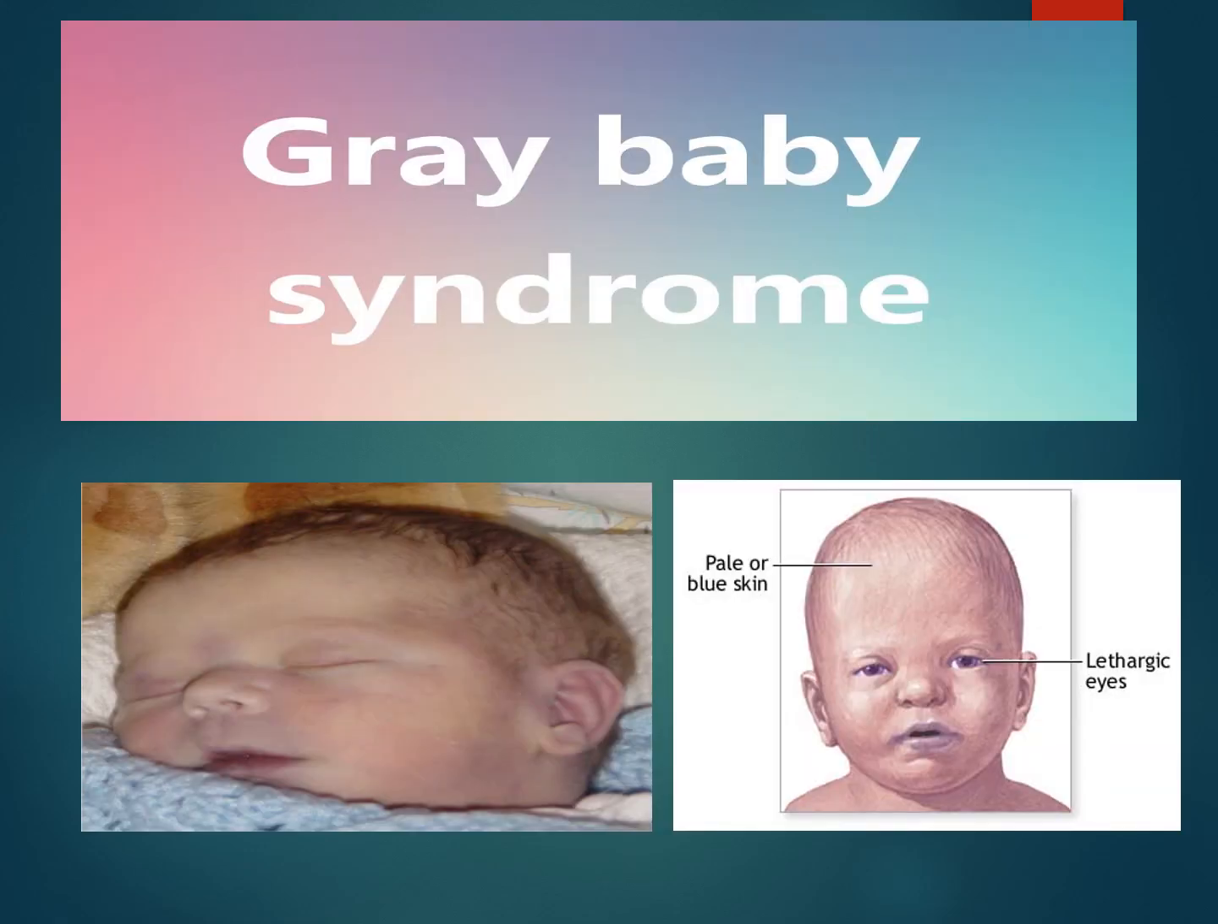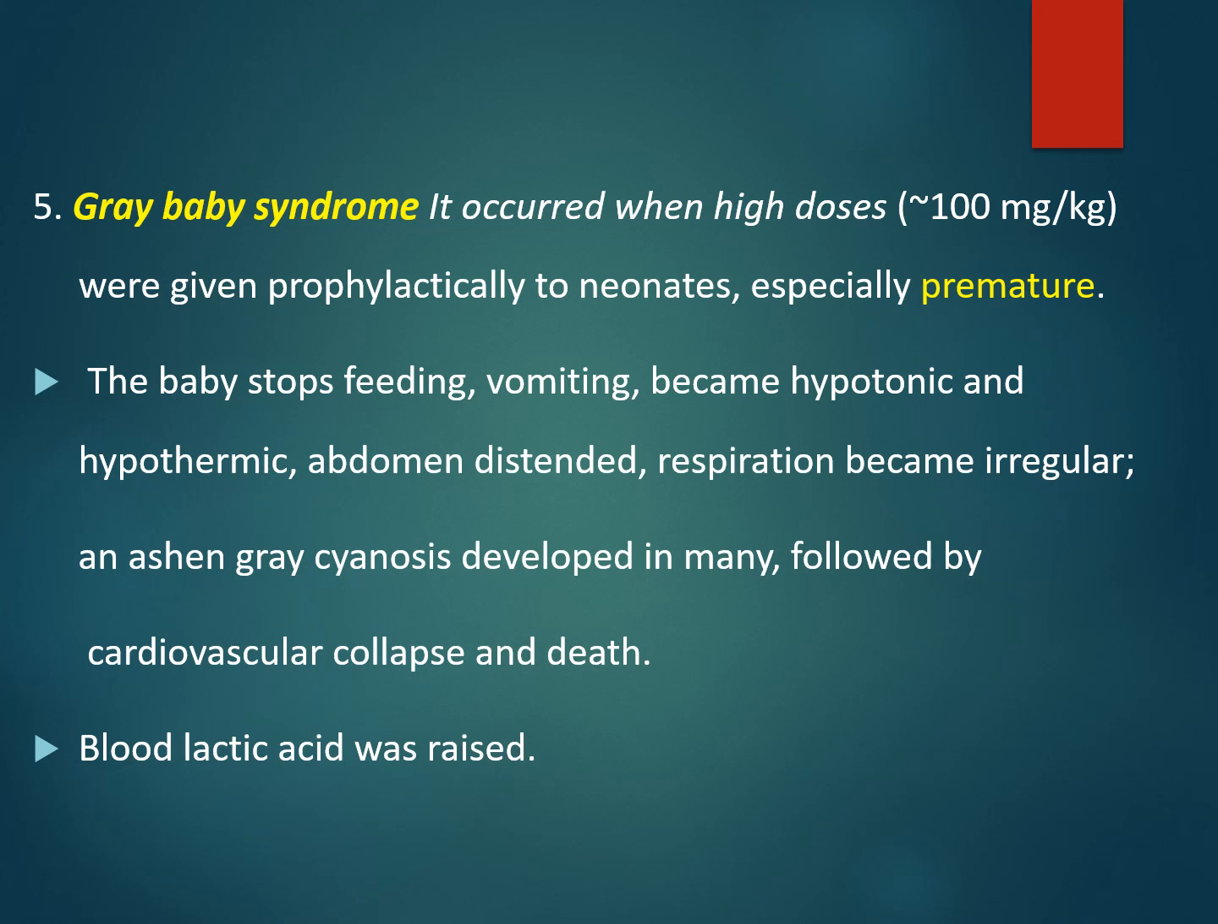And coming to the other important adverse drug reaction, that is gray baby syndrome. You can see the gray baby in the picture. So what is this gray baby syndrome? It occurs when high doses, more than 100 mg per kg body weight, are given prophylactically to neonates, especially premature babies. The baby stops feeding, vomits, becomes hypotonic, hypothermic, the abdomen is distended, respiration becomes irregular, and an ashen gray cyanosis develops, followed by cardiovascular collapse and death.